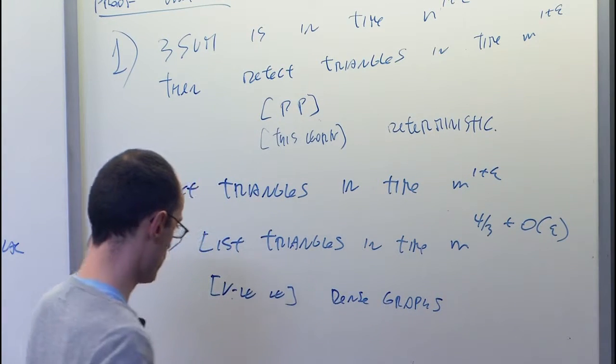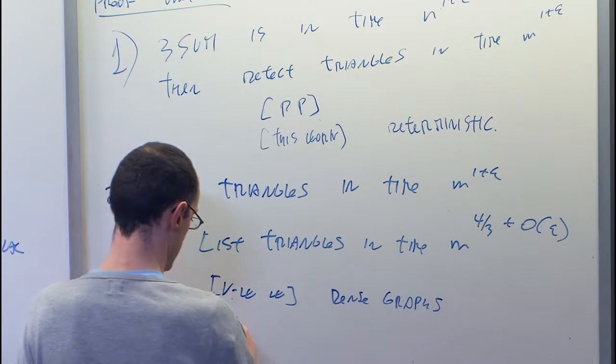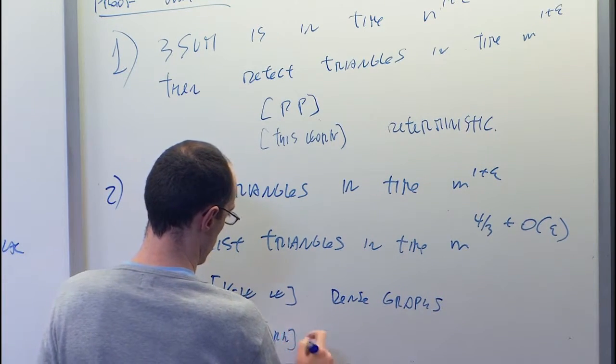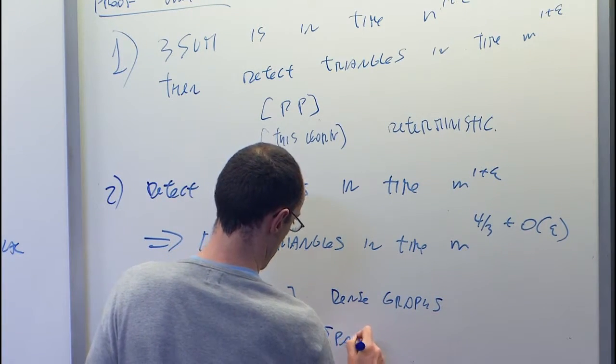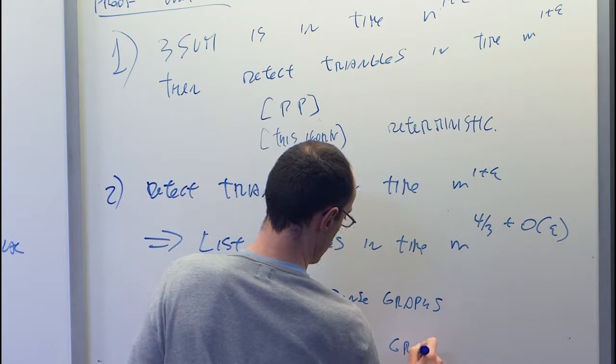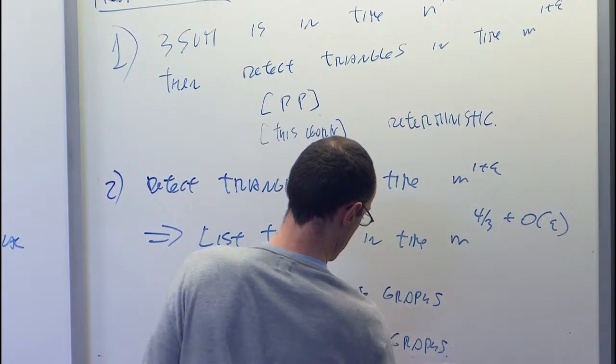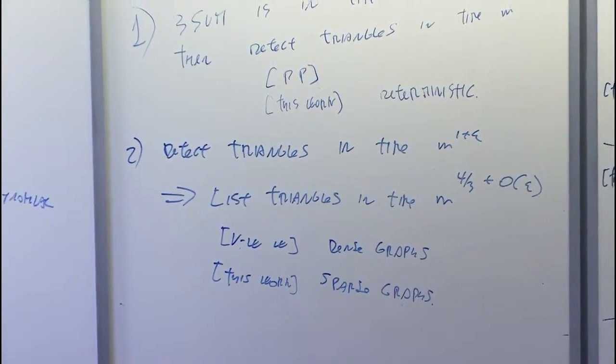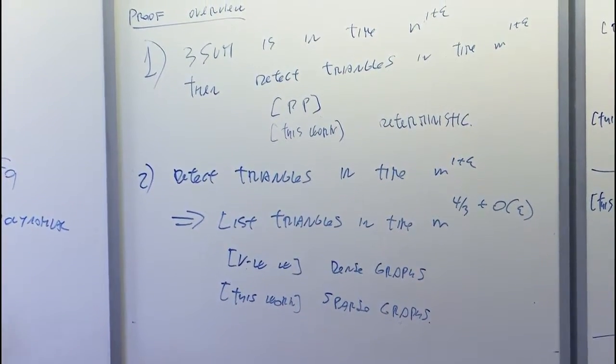So a contribution of this work is to have the same reduction, but one that works for sparse graphs, which is a little more complicated. Sparse graphs are essential because we are dealing here with subquadratic time.